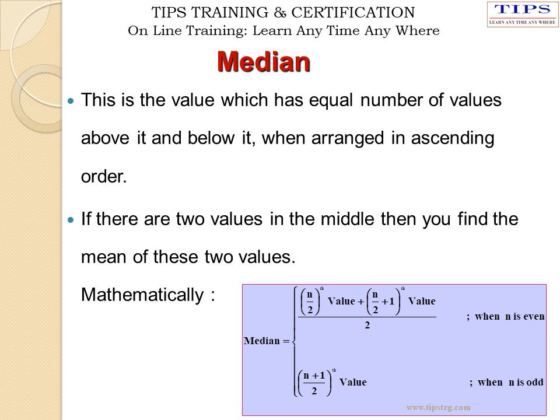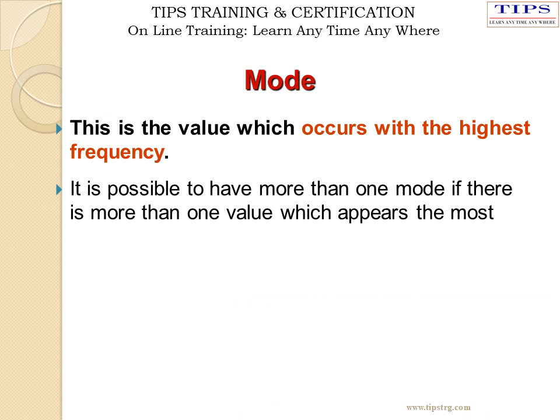Median. This is a value which has an equal number of values above it and below it when arranged in ascending order. If there are two values in the middle, then you have to find the mean of these two values. Mathematical representation is given on the screen. Mode. This is a value which occurs with the highest frequency. It is possible to have more than one mode if there is more than one value which appears most.